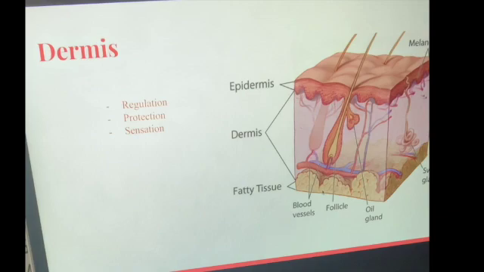Then we have the dermis. The dermis senses pain, touch, pressure, and temperature. It gives the skin its integrity, strength, and elasticity. Its role in protecting the body is to assist in thermoregulation and to aid in sensation.